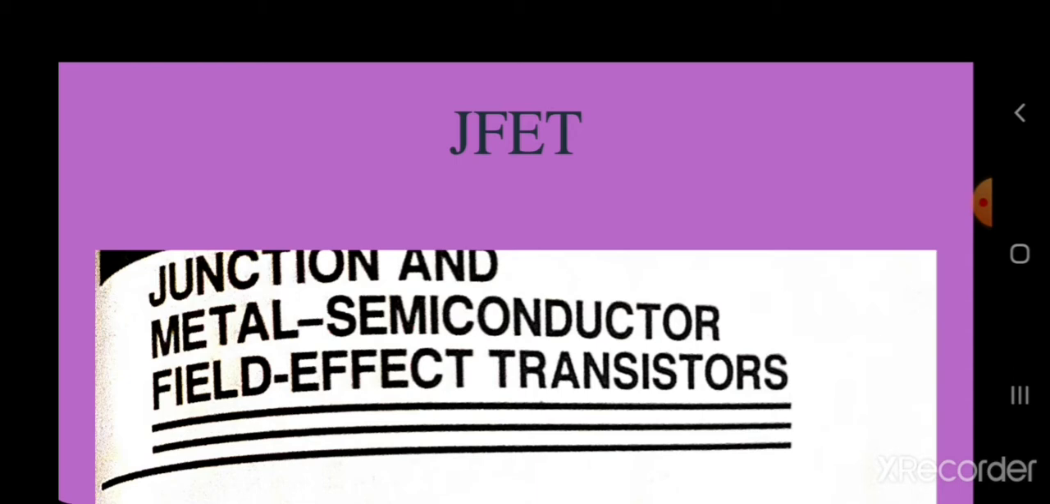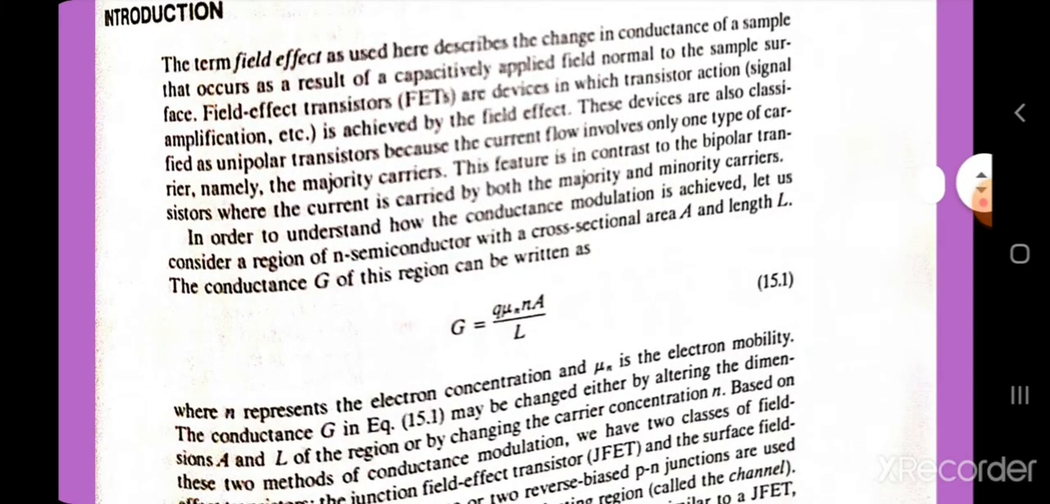In order to understand how a conductance modulation is achieved, let us consider a region of N semiconductor with a cross-sectional area A and length L. The conductance G of this region can be written as G = q μn n A / L, where n represents the electron concentration and μn is the electron mobility.